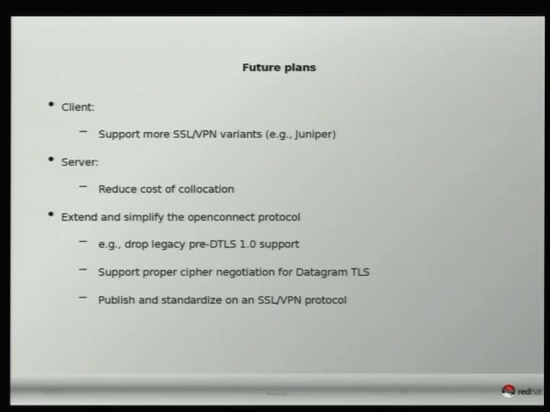So now we are on the last slide. This is the future plans of OpenConnect. I know David is working on adding Juniper SSL VPN support to OpenConnect, so it could connect to a bigger variety of systems. On the server, I'm working on reducing the cost of collocation. And we really want to standardize this protocol. We want to simplify the existing protocol by Cisco, and if possible, collaborate with them to standardize it. So we would like to push towards that. Okay, that's the final. Yes?